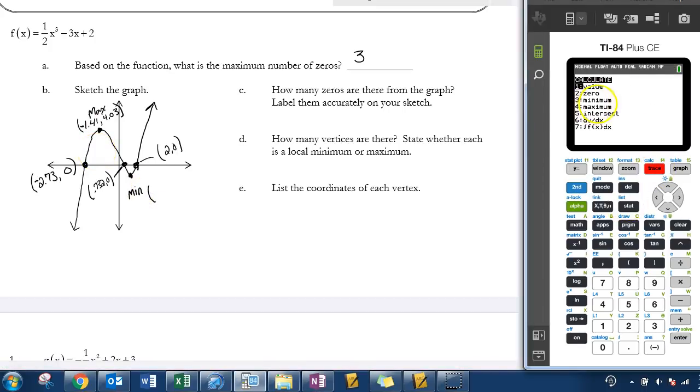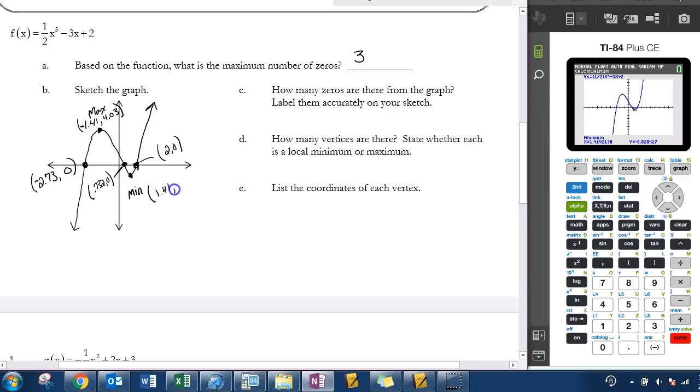Minimum is second trace. Choose number 3. Don't choose maximum here. Left bound, right bound. Okay, the minimum I'm looking for is in between those. I hit enter. 1.414 is 1.41. Negative 0.828 is 0.83. If I read that wrong, and if that was a 4.83, I apologize, but it's really small on my screen.